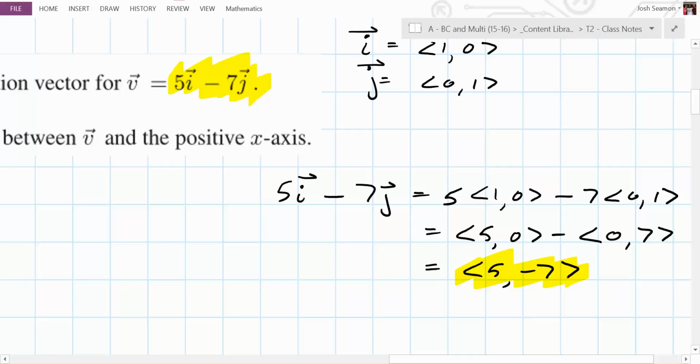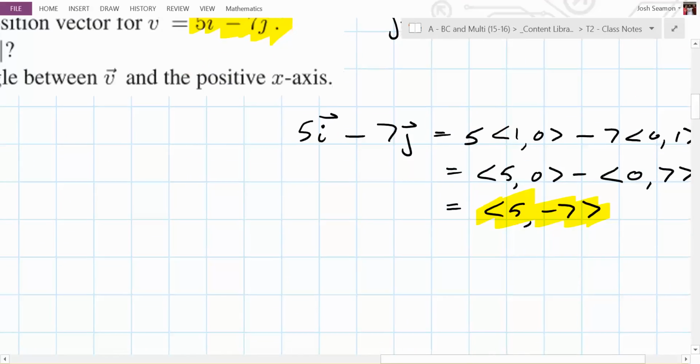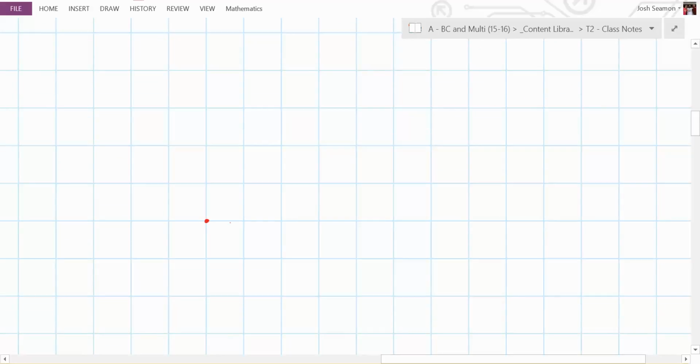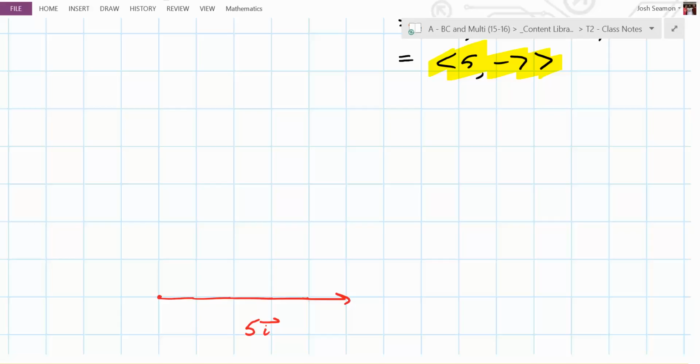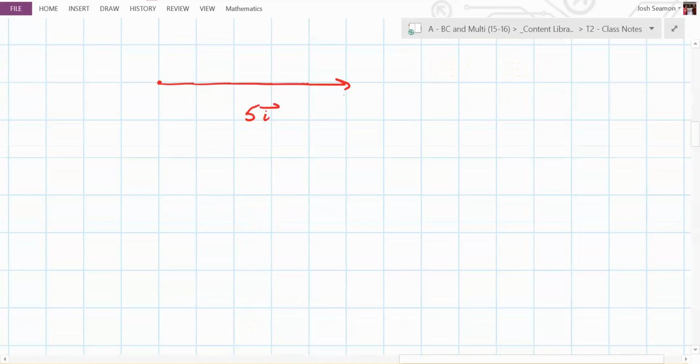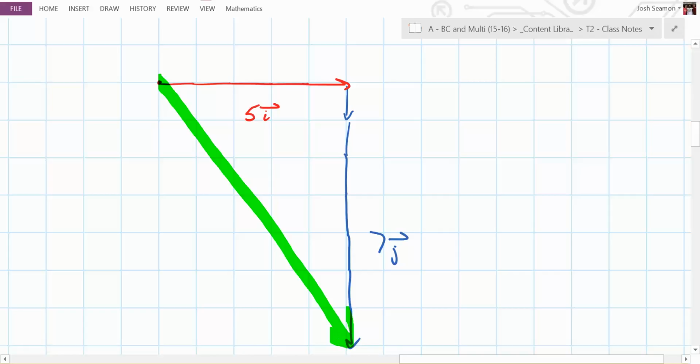So how would you graph that? You would go over 5 to the right: 1, 2, 3, 4, 5. What does that represent? 5i. And what do you add to it? Negative 7j. So that goes 1, 2, 3, 4, 5, 6, 7. The vector 7j goes from here to there. Yep. So this vector right there is 5i minus 7j. Okay, cool. Yay!